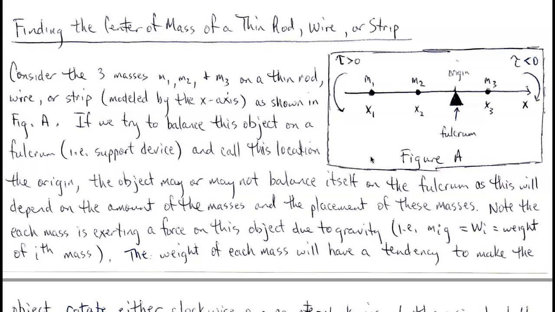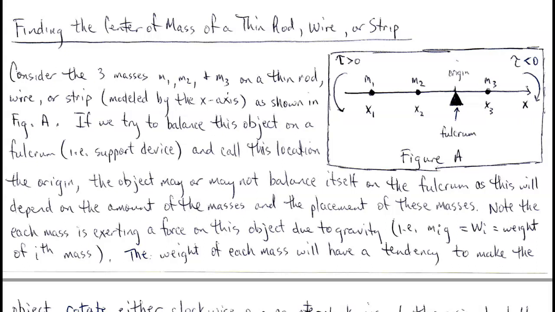All right, so we are first going to talk about our one-dimensional case where we are trying to find the center of mass of some thin rod, wire, or strip. So what we want to do here is consider figure A, and notice that figure A is going to be our representation of a thin rod, wire, or strip, and we have three different masses on this particular rod or strip. The object here is that, with those three masses being on this rod, we want to balance this rod.